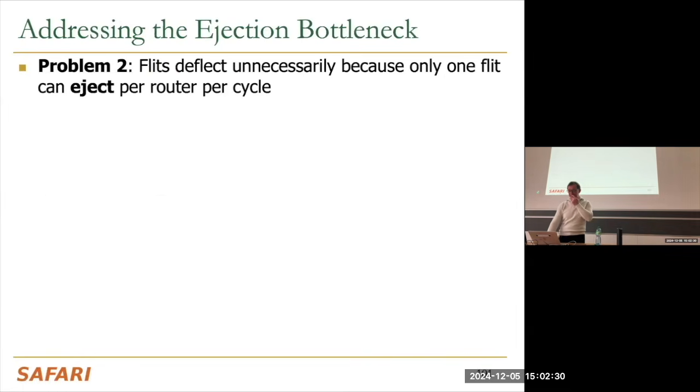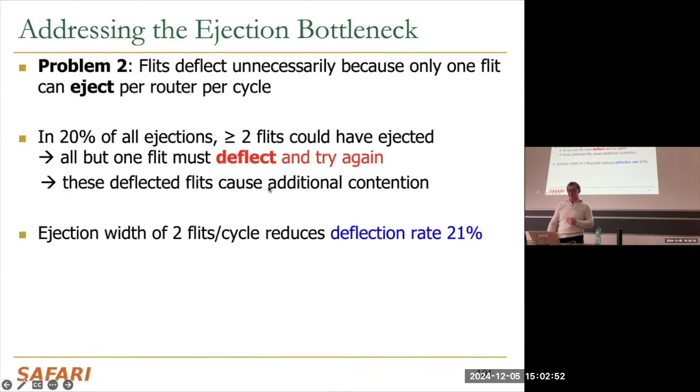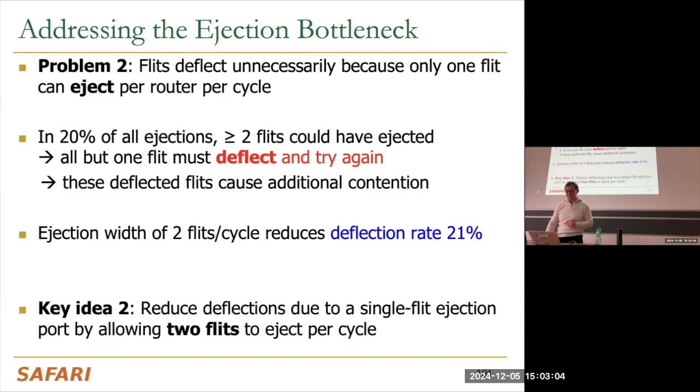Okay, let's talk about ejection. This, again, relatively quickly, because it's a simple idea. Flits deflect unnecessarily because only one flit can eject per router per cycle. And we find that in 20% of all ejections, more than 2 flits could have ejected. Essentially, all but one flit must deflect and try again, and they cause additional contention. So if you actually make the ejection port bandwidth 2 flits per cycle, your deflection rate reduces by about 20%, which is not bad. Of course, you can make it 3, 4, 5, but then that adds more complexity.